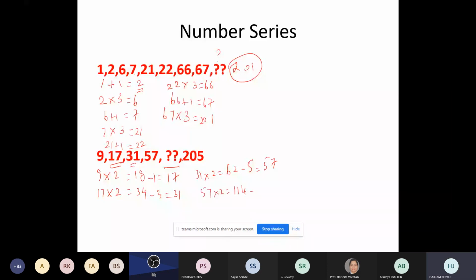Then here we are having, so see the pattern here, 1, 3, 5. So we are subtracting each element with the odd numbers. So the next odd number is 7. It is 107. Then 107 into 2 means it is 214. Then the next odd number is 9, which means this one is 205. So our prediction is correct. So the next element is 107 after 57.